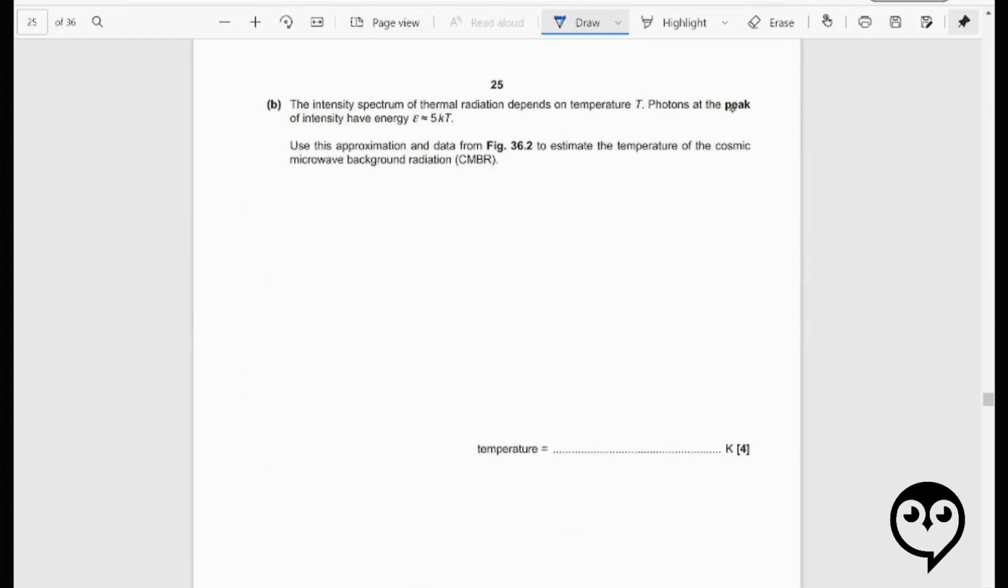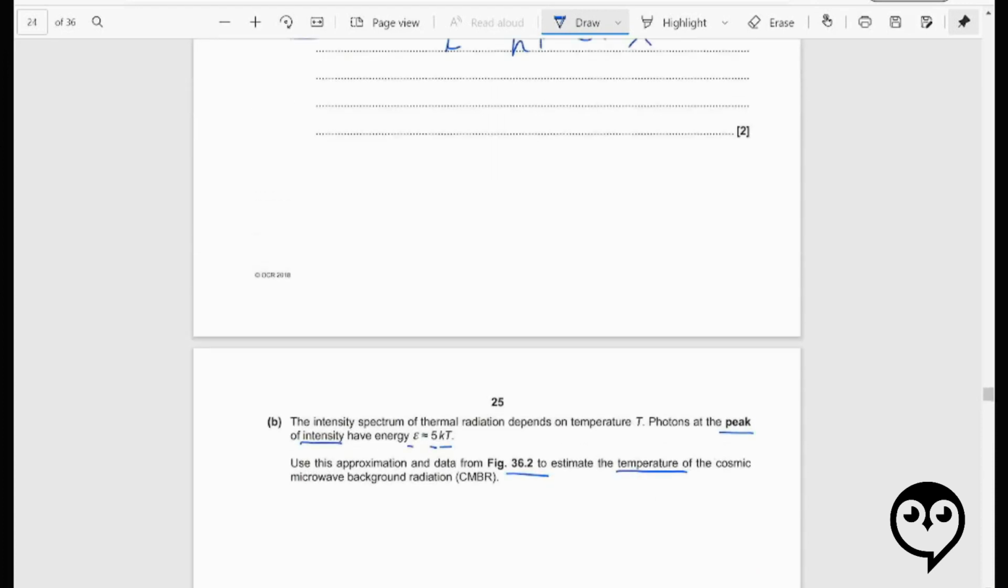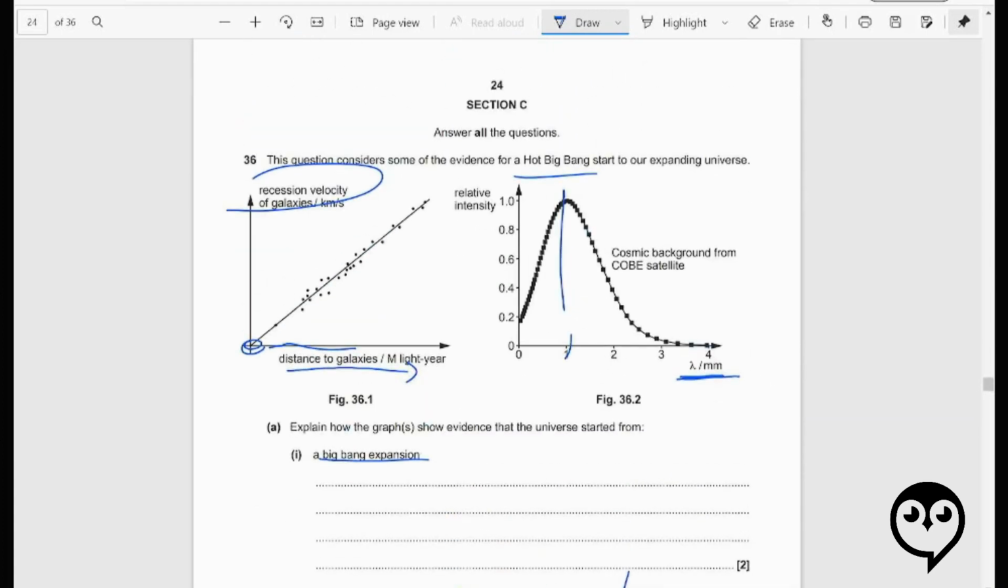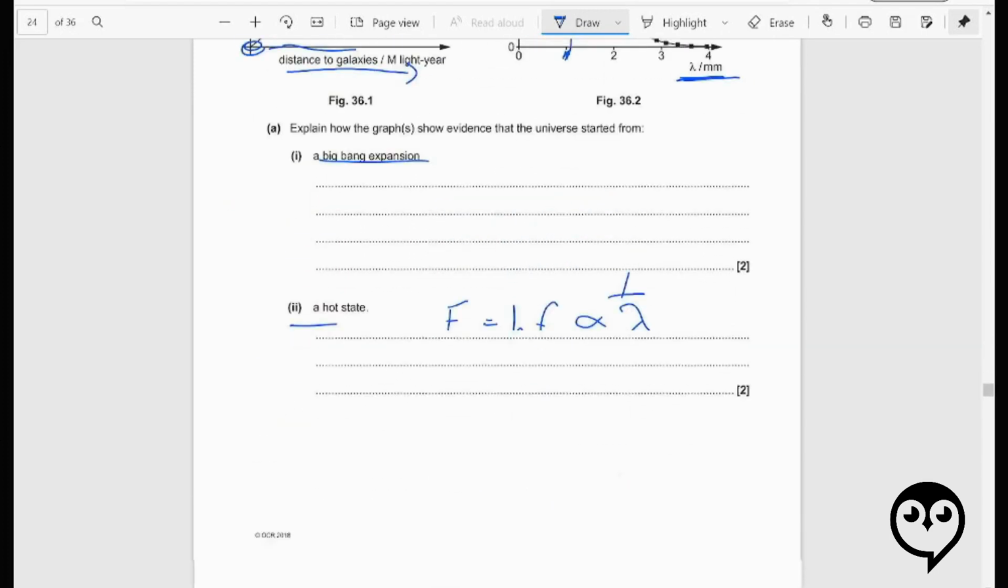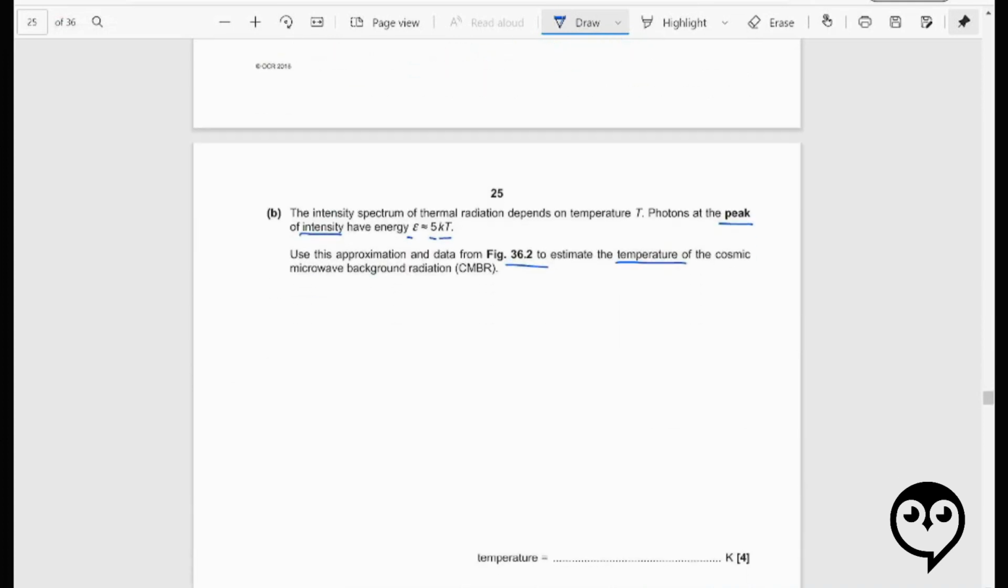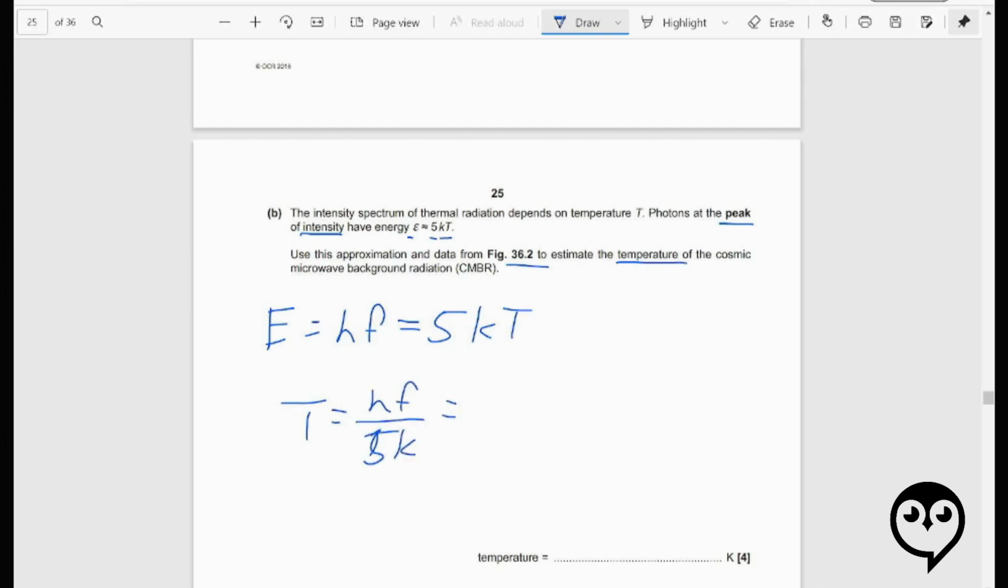Okay, so here we've got photons at peak intensity have this energy at 5kT. Use this approximation and data from that figure to find the temperature of the cosmic microwave background radiation. Well, I think the relative intensity peak was at 1 millimeter, wasn't it? And I'd been using this formula here. Energy is Planck's constant times the frequency, equal to 5 Boltzmann's constant times the temperature. We want to find the temperature. We're going to have hf over 5k. The frequency. What's the frequency?